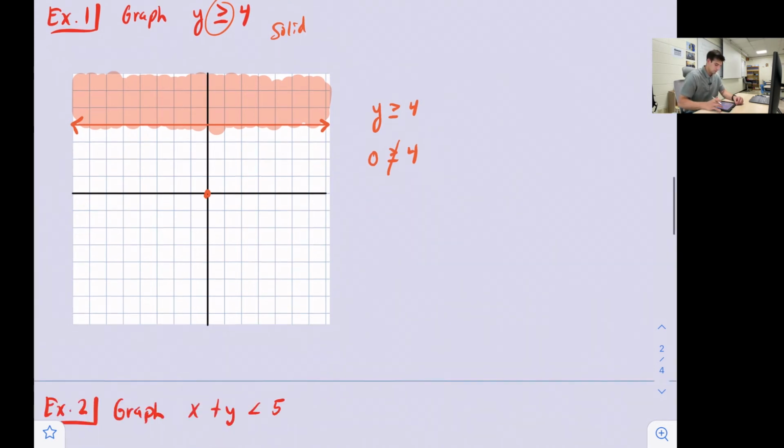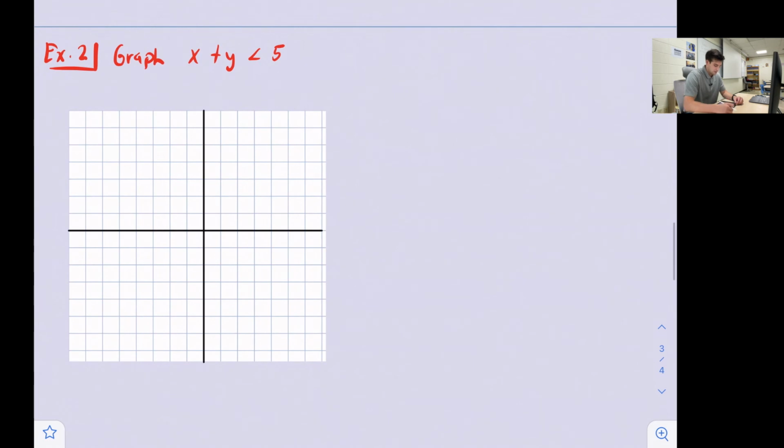All right, let's look at one more. We want to graph x + y is less than 5. We want this in slope-intercept form, so we subtract x so that y is isolated: y is less than negative x + 5. Now I'm going to graph negative x + 5. We put our y-intercept at 5, and our slope is negative 1, so down 1 and right 1, or up 1 and left 1. Now I'm going to draw my line here.